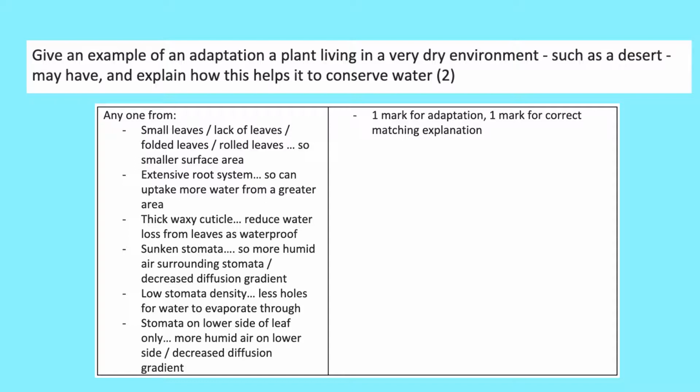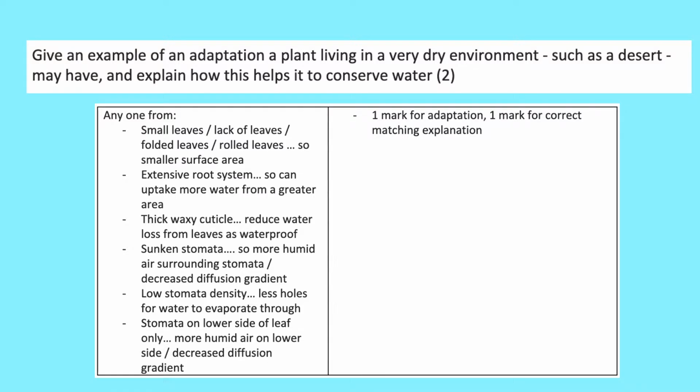You can also have sunken stomata, and this generates a more humid area of air around the stomata, and that decreases the diffusion gradient, therefore, for water to be lost via evaporation and osmosis. That's a bit of a difficult one. You can have a low stomata density, so that means that there's less stomata, and so there's less holes for the water to evaporate through.